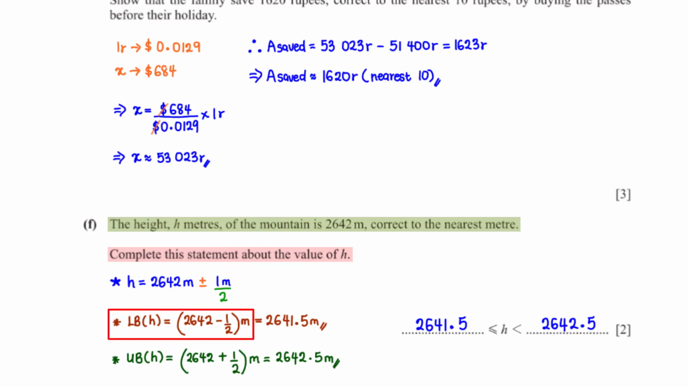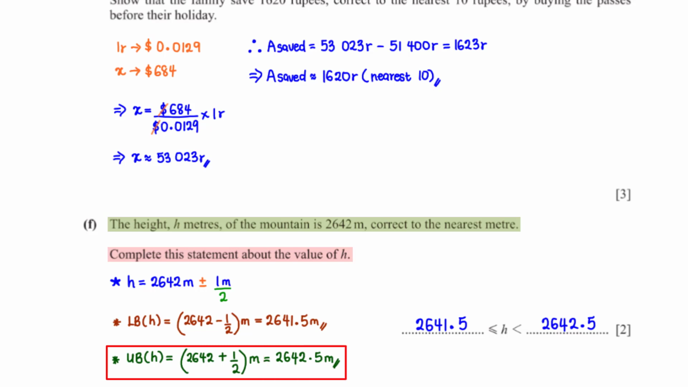The lower bound of the height would be 2,642 minus 1 over 2 meters, which is equal to 2,641.5 meters. And the upper bound of the height would be 2,642 plus 1 over 2 meters, which is equal to 2,642.5 meters.